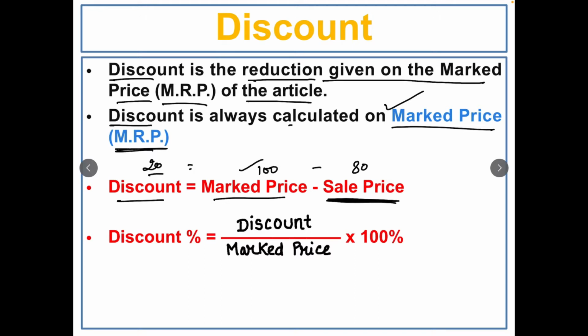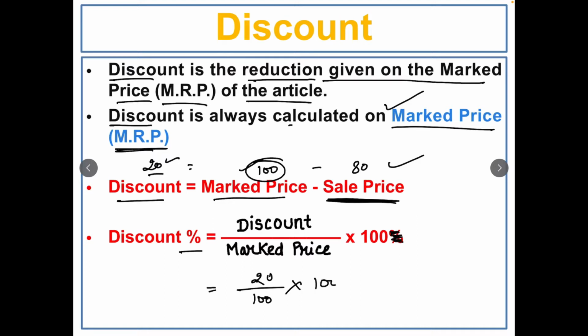Okay, and if you wish to calculate the discount percentage, the discount percentage is given by the formula discount divided by marked price into 100. Like in this case, the discount given here is 20, so we'll write 20 here. The marked price of the article is 100, so we'll write 100 here, and you will multiply that by 100.